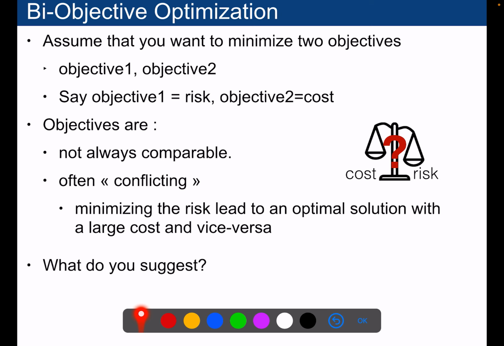For instance, you may, in a problem, want to minimize the risk and the cost. And so which one is the most important objective? You don't know, simply because the two objectives are not comparable and they are very frequently even conflicting. For instance, minimizing the risk may lead to an optimal solution, but with a very large cost, and the opposite might also be true. So how do we deal with such problem?